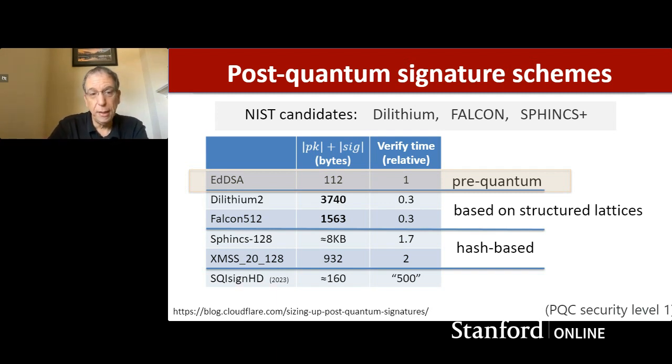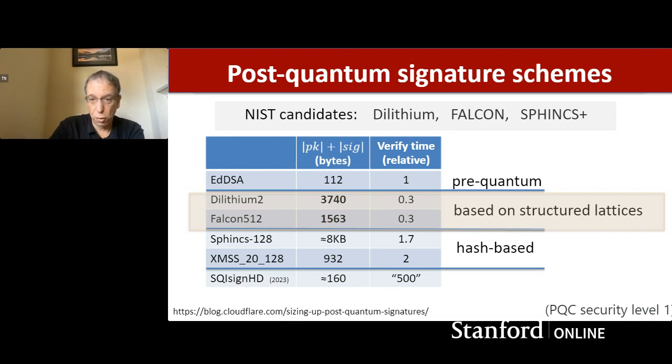Okay, so you can see that for EdDSA, the size of the public key and signature is relatively short. It's about 112 bytes. And verification time, as I said, is 1 because that's our normalization factor. Now, when you look at Dilithium and Falcon, these are lattice-based systems. You can see that the public key and signatures are much longer than for ECDSA, almost a factor of 10, an order of magnitude longer than for EdDSA. Verification time is faster, which is cool, but the length is actually a problem. And we'll talk more about that in a minute.